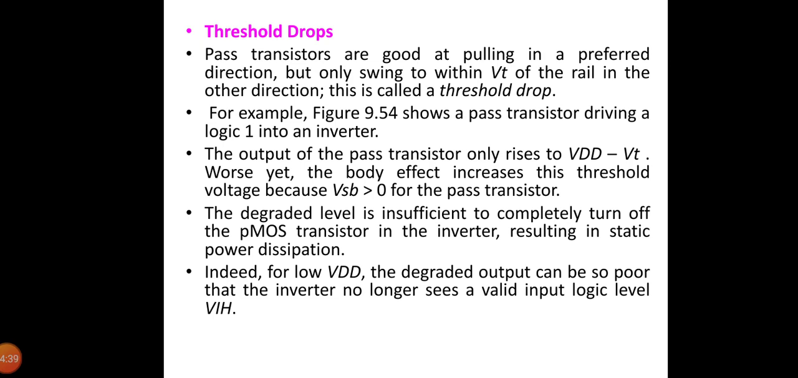For example, consider a pass transistor driving logic 1 to an inverter, as you can see here. The output of the pass transistor only rises to VDD minus VT. Worse yet, the body effect increases this threshold voltage because VSB is greater than 0 for the pass transistor. The degraded level is insufficient to completely turn off the PMOS transistor in the inverter, resulting in static power dissipation. Indeed, for low VDD, the degraded output can be so poor that the inverter no longer sees a valid input logic level VIH.